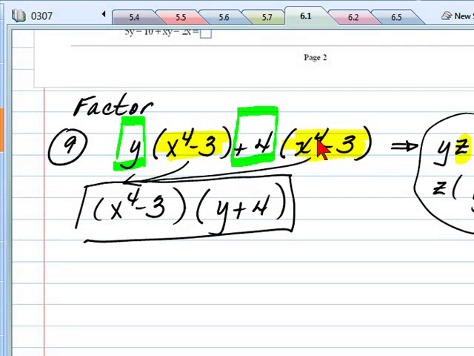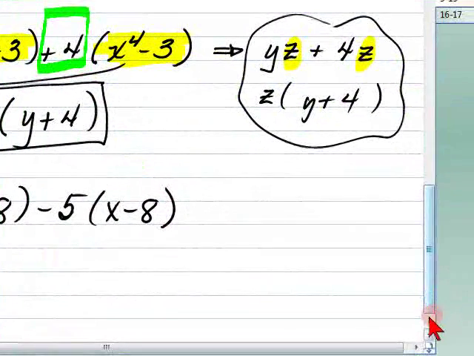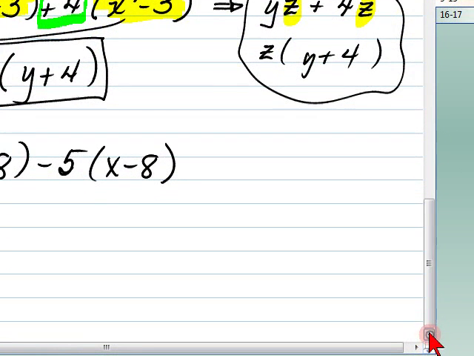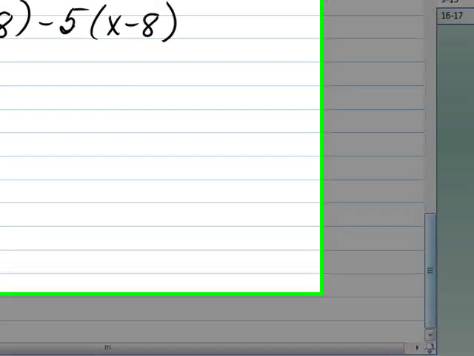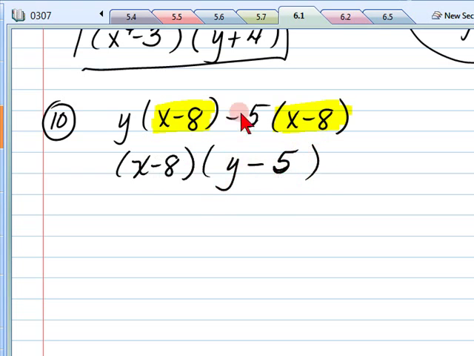Now, this is not truly grouping yet, but you'll see why they made up these problems as we move on. Number 10 is kind of like it. I have y times x minus 8 minus 5 times x minus 8, and I'm supposed to factor that. Do you see that the common factor is x minus 8? Okay. Now, if I factor that out in front, what will be my leftover factor? Y minus 5. And the sign always comes with it. Does that make sense?